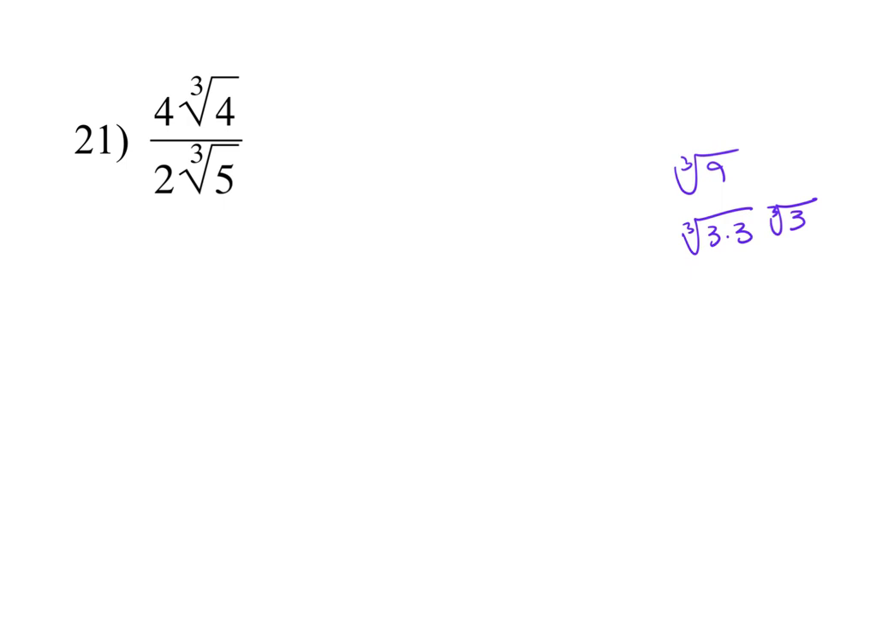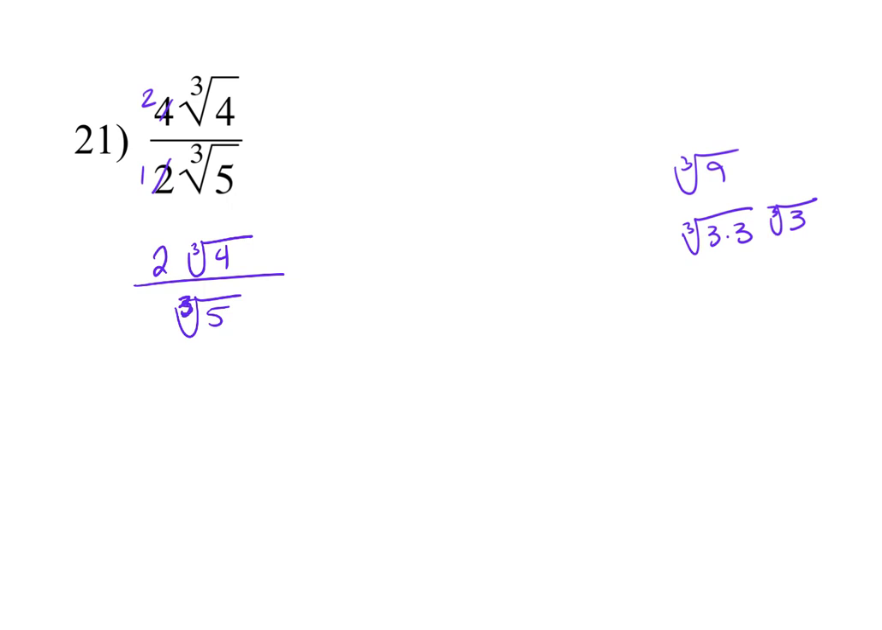I'm also going to look at my outside numbers to see if they will reduce. So before I do anything with my radicals, I'm going to look at my outside numbers, see if they can reduce like a normal fraction would. And I'm going to look at my inside numbers to see if they can reduce. So 4 and 2, do those reduce? Well, yes, they can reduce to 1 and 2. So I would now have a 2 on top with that cubed root of 4. And that cubed root of 5 would be all by itself. All right?